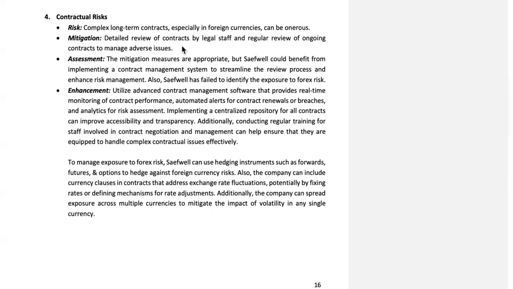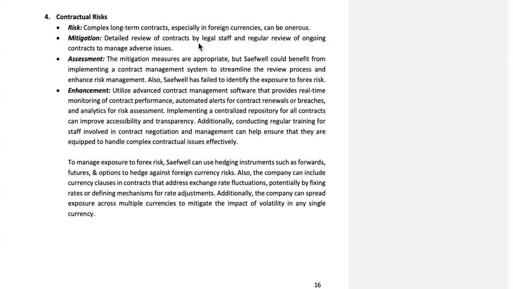We are trying to conduct detailed reviews of contracts by legal staff and regularly review ongoing contracts to manage adverse issues. So we have identified the risk which is tied with complex long-term contracts. When dealing with clients, we have to sign long-term contracts, and these clients are spread across the world. Because of that, we are exposed to forex risk exposure. And what type of mitigatory action have we come up with? We are carrying out detailed reviews of contracts, including our legal staff members. And we not just review them once, we try to regularly review them.